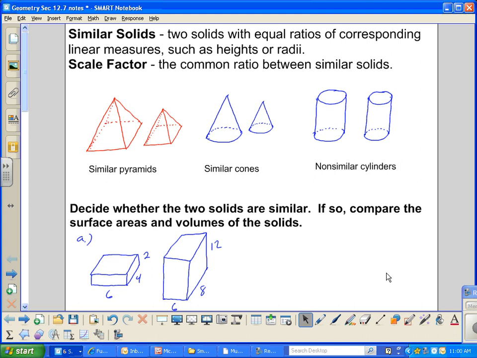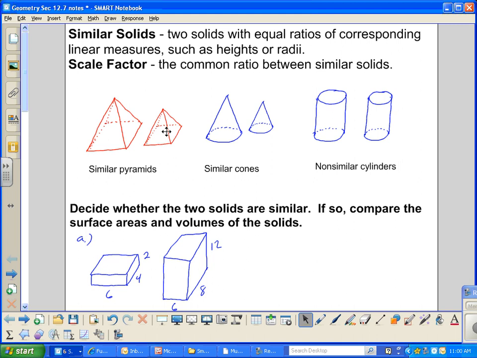All right. So today we're looking at similar solids, which are very similar to any other kind of similar objects we've done. You're going to have two solids with equal ratios of corresponding linear measures, such as heights or radii, right? Basically meaning they're the same shape, but one's bigger than the other. All the angles are going to be the same. All the sides are going to be in an equal ratio. Right? So we look at the pictures here.